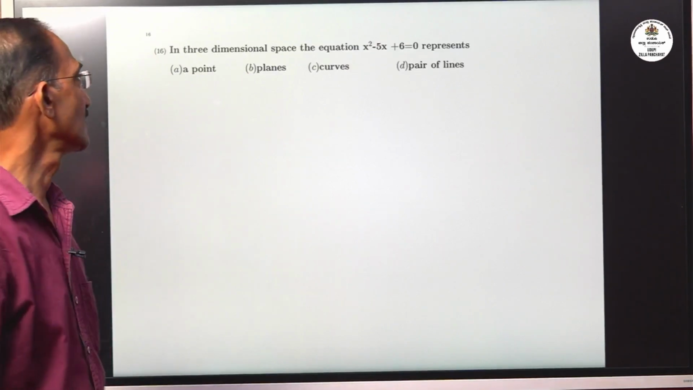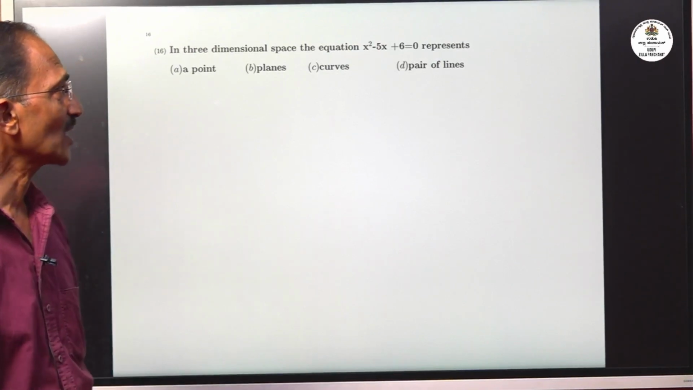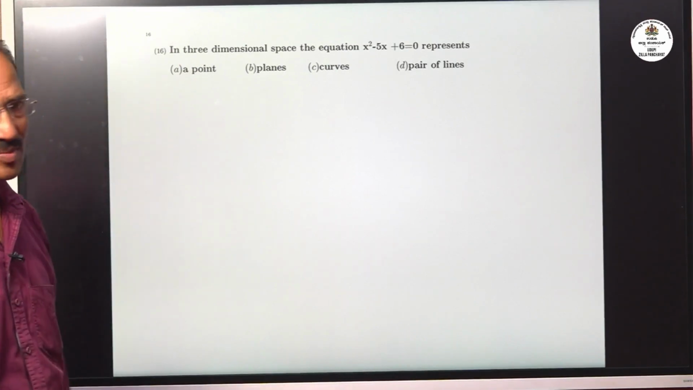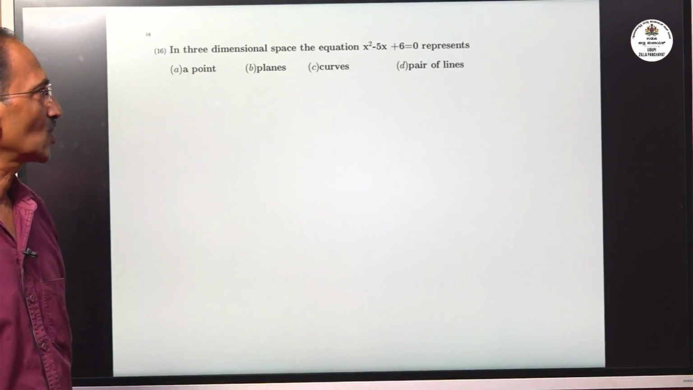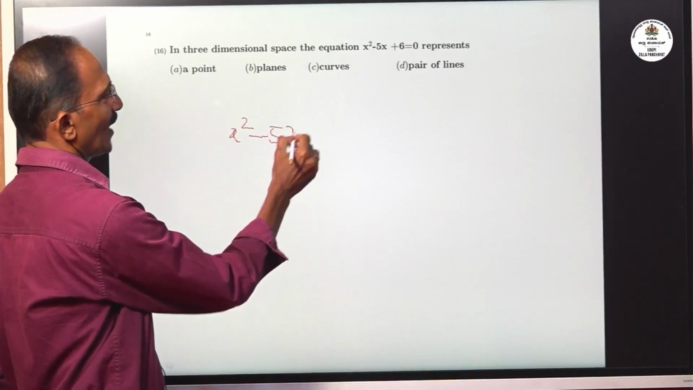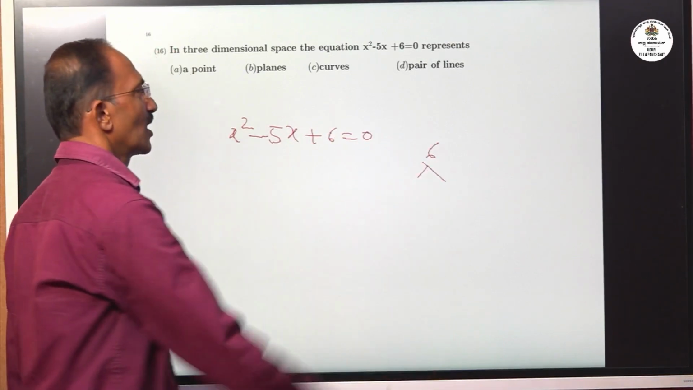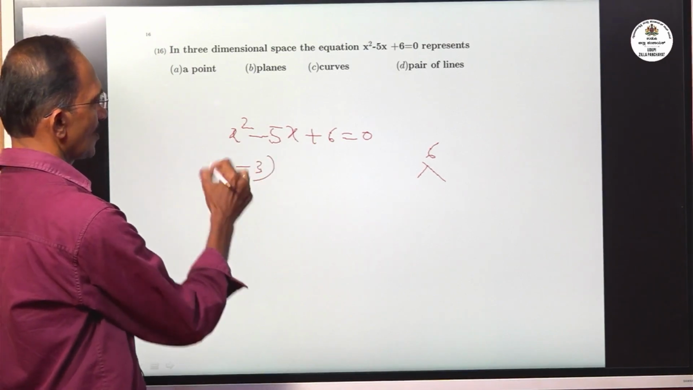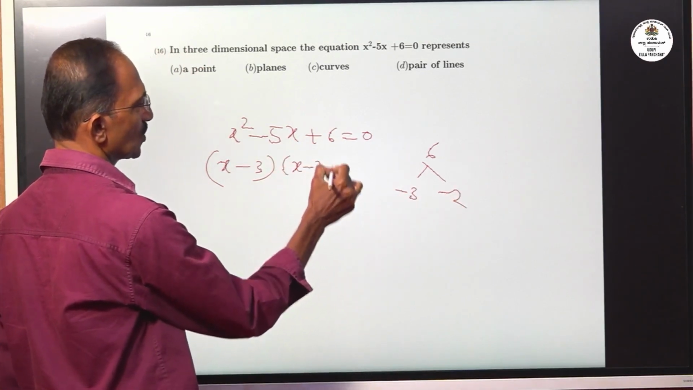Question number 16. In three-dimensional space, the equation x square minus 5x plus 6 equals to 0 represents. The four options are: a point, planes, curves, and pair of lines. So to get it, you take the equation x square minus 5x plus 6 equals to 0 and just factorize it, so you get (x minus 3) and (x minus 2) equal to 0.